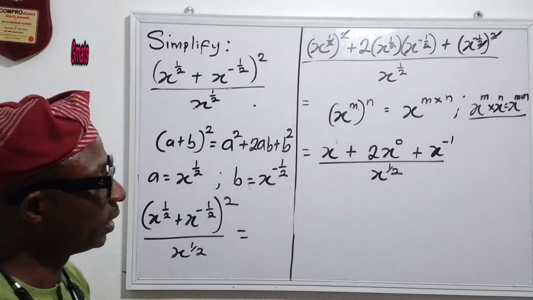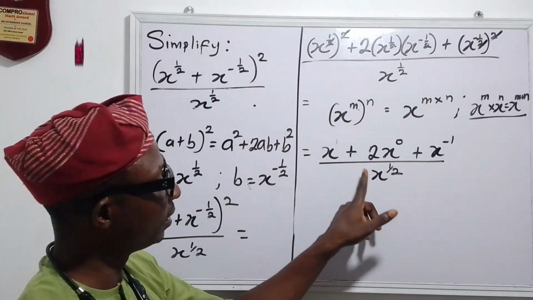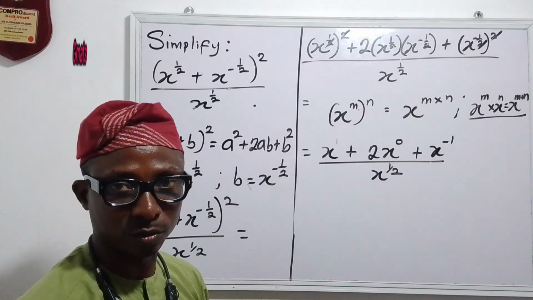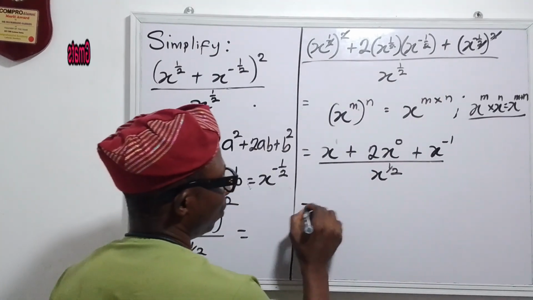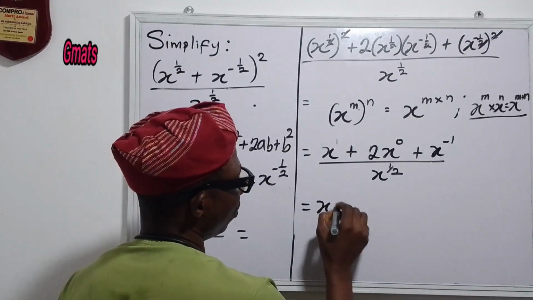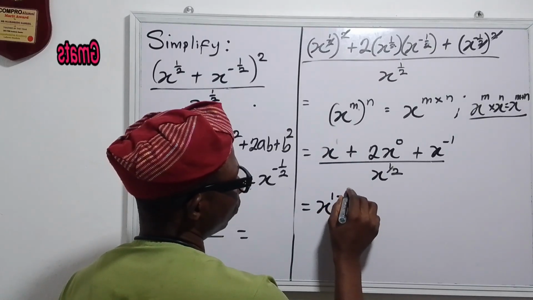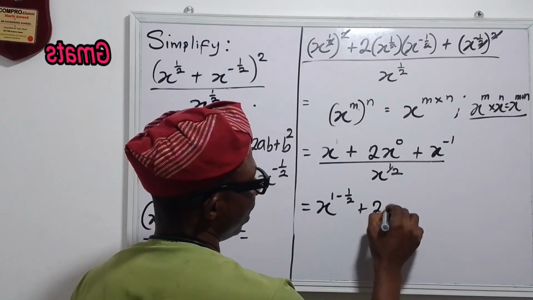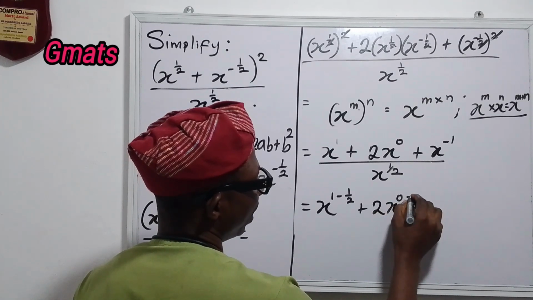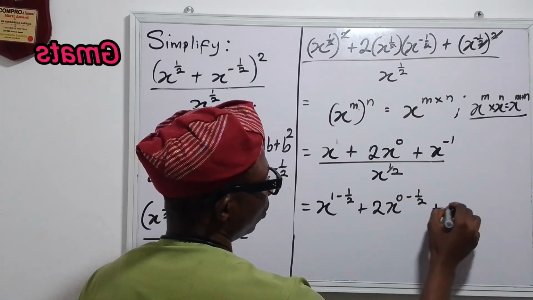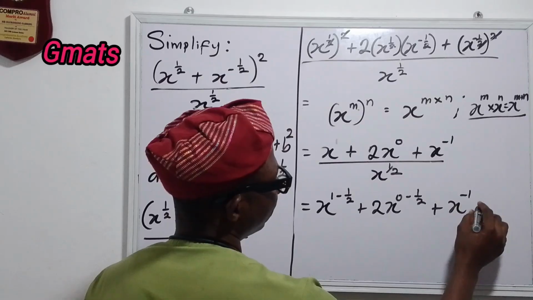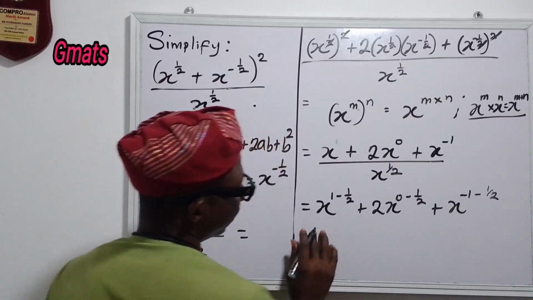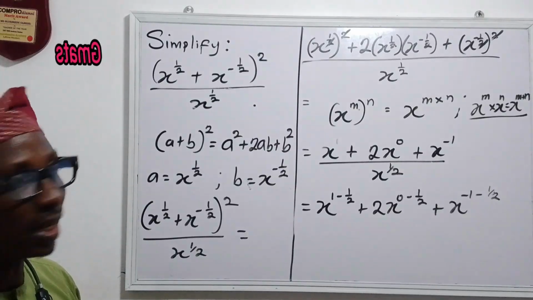All right, so the next thing is we divide each of these by x raised to the power of 1 over 2. Okay, so now when you do that, you have x raised to the power of 1 minus 1 over 2 plus 2x raised to the power of 0 minus 1 over 2 plus x raised to the power of negative 1 minus 1 over 2. Okay, so that's what we have.